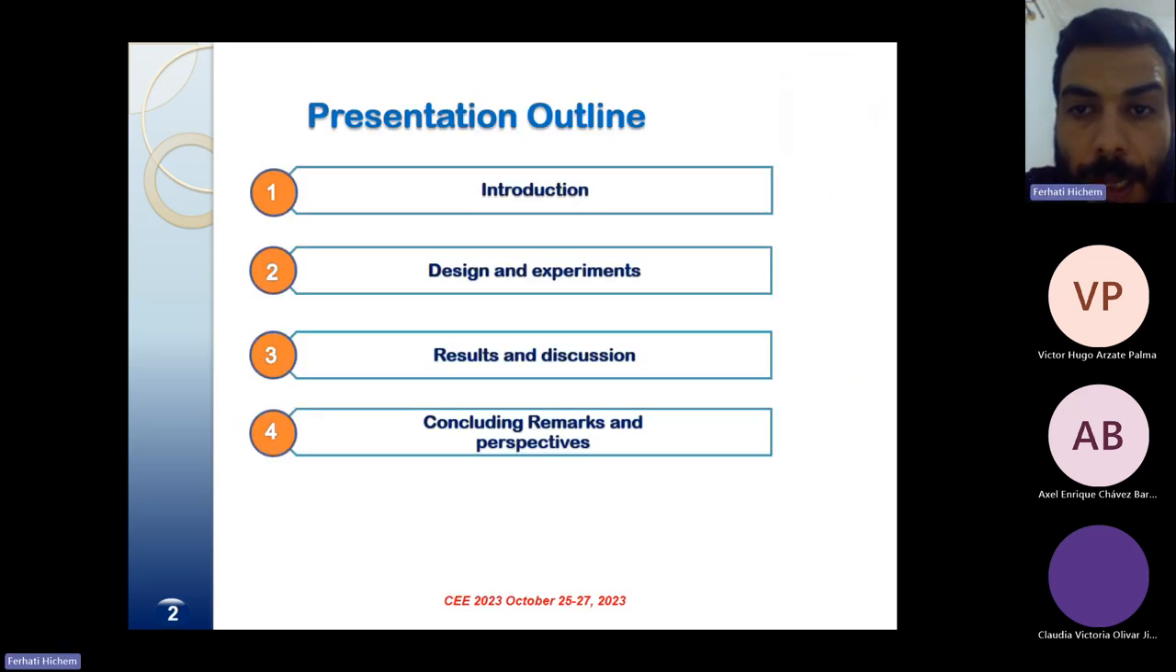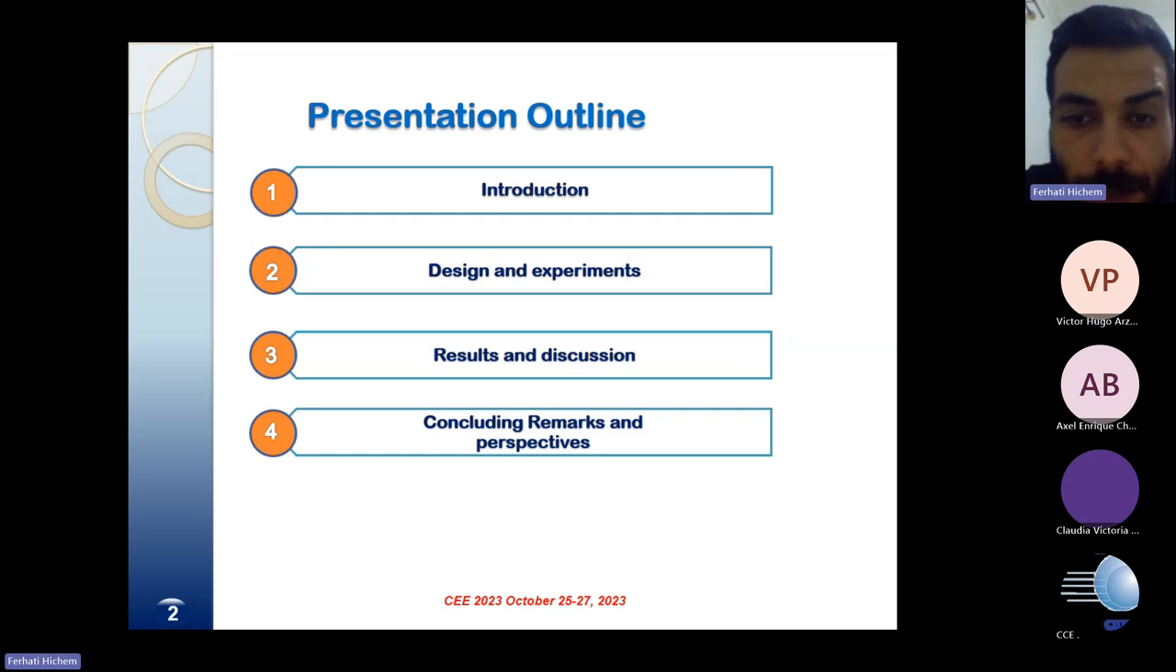So the presentation outline is given as follows. First, we start with an introduction describing the importance of zinc oxide and aluminium doped zinc oxide thin films for several applications, including optoelectronics and photovoltaic systems. The second section is dedicated to introduce the proposed design, and also the experimental facilities used for the elaboration and characterization of the developed multilayer structure. Thereafter, the results and discussion are given in the third section, and finally we conclude with some remarks and future perspectives.